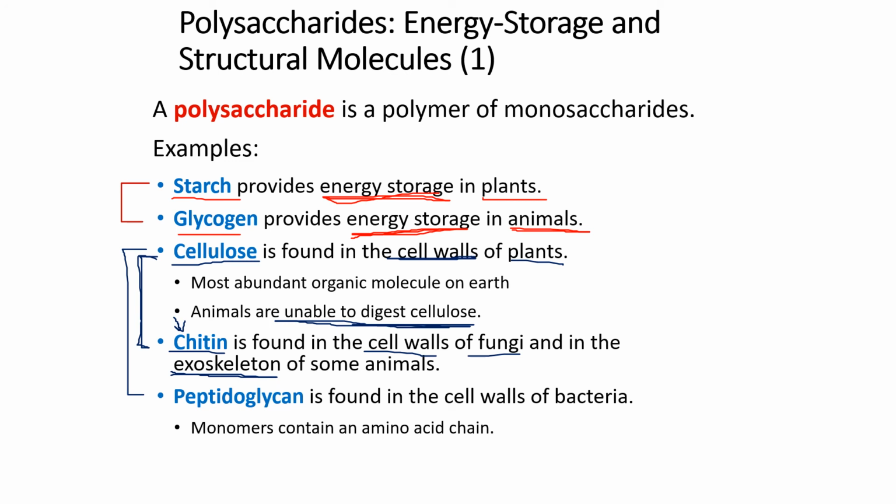So starch and glycogen are polysaccharides. They're for energy. Cellulose and chitin are polysaccharides. They're structural. They're commonly found in cell walls.